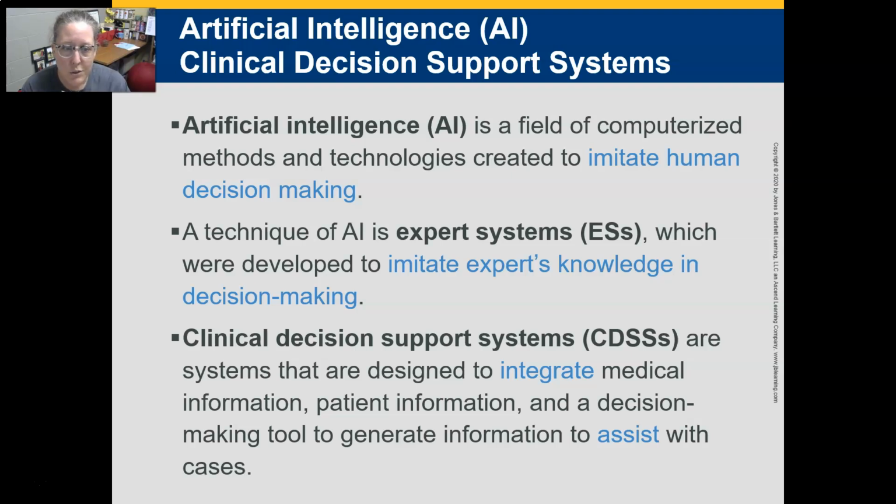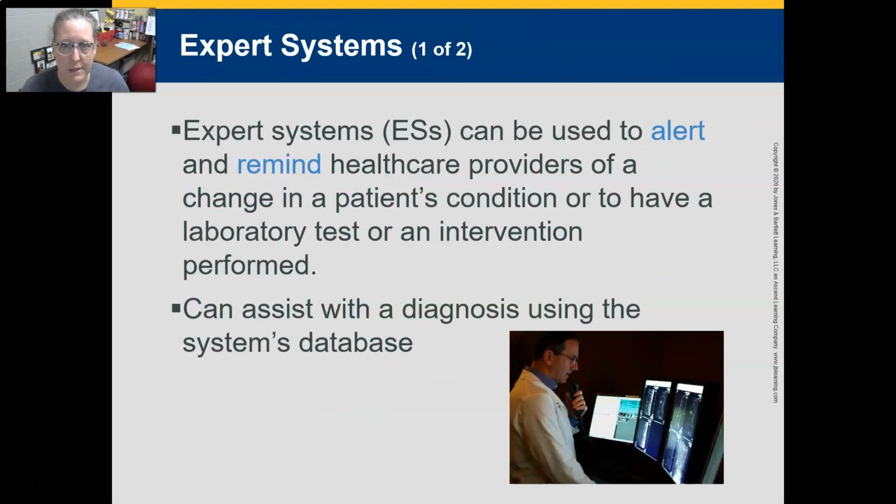Clinical decision support systems are systems that are designed to integrate medical information, patient information, and a decision-making tool, which is an AI tool, to generate information to assist with the cases. So maybe it sees that with every patient that presents with this set of symptoms, all of these labs are ordered, and maybe the physician missed a lab or two. It might suggest, hey, did you forget to get blood cultures, or don't you need a lactic acid level, or shouldn't you give this type of medication? So it can assist, remind, and do things like that with the cases.